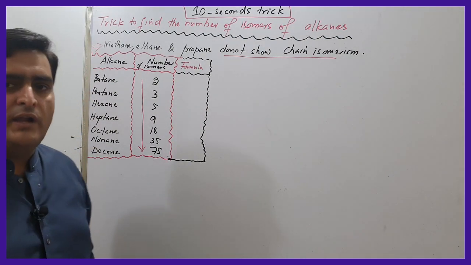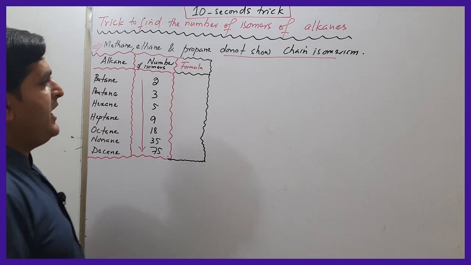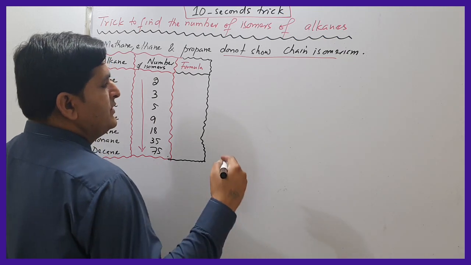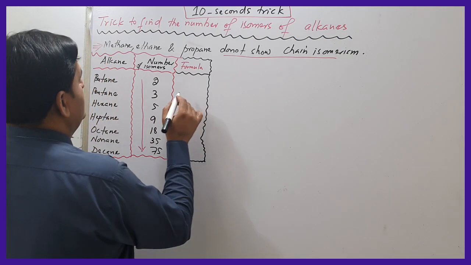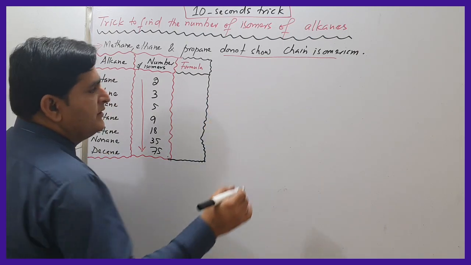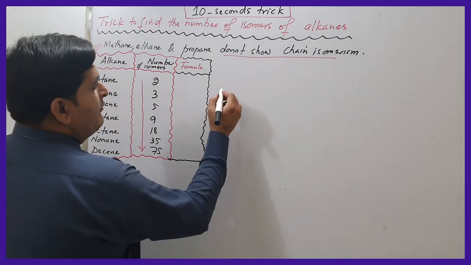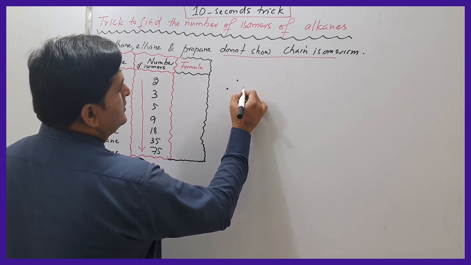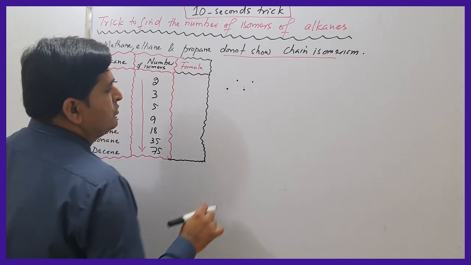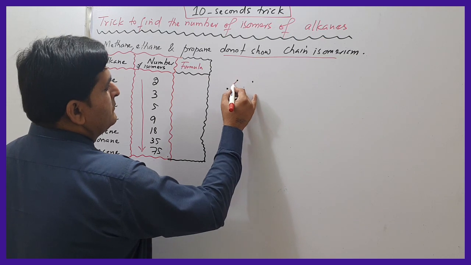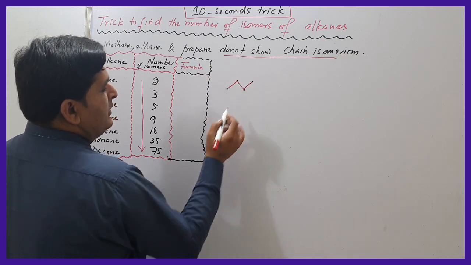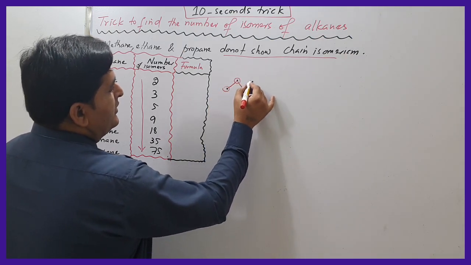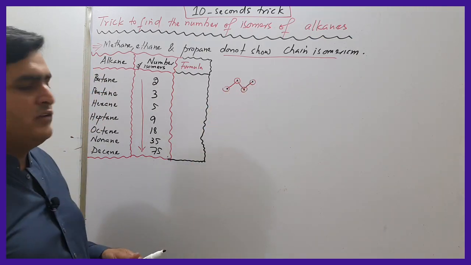For this purpose we have to write a skeletal formula of the compound. As we know that methane, ethane, and propane do not show isomerism, hence we start from butane. So we write a skeletal formula for this purpose. For every carbon we give a dot: 1 dot, 2 dot, 3 dot, 4 dot. So the structure of butane will be this one. Here there are 4 carbon atoms and all bonds are single bonds, so it is butane.